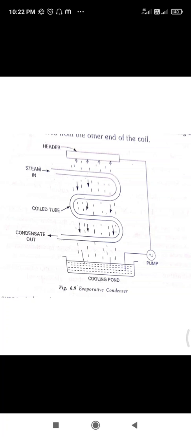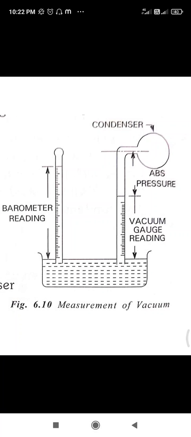Okay, mainly there will be a vacuum in the condenser. The vacuum in a condenser is produced by removing air and condensate from the condenser. The vacuum in a condenser is measured by means of a vacuum gauge. The measurement of vacuum in a condenser, you can see on my screen.